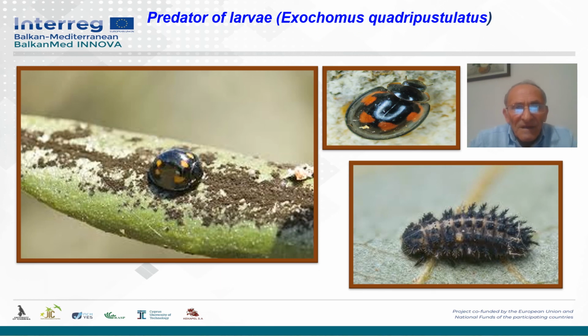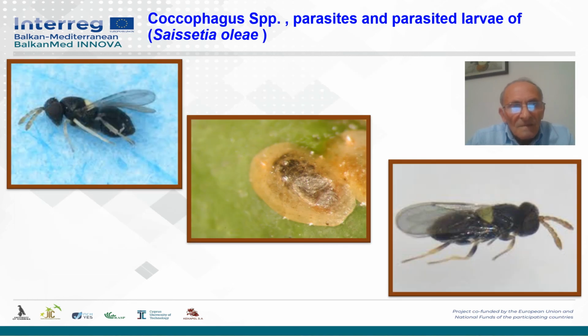This is another predator. This is not a parasite, this is a predator. They eat the larvae of Saissetia oleae directly. Exochomus quadripustulatus is very effective. We see here the adult eating the new larvae. We see here the larvae of Exochomus. Another very effective parasite on Saissetia oleae is Coccophagus scutellaris, a parasite of the larvae of Saissetia oleae.